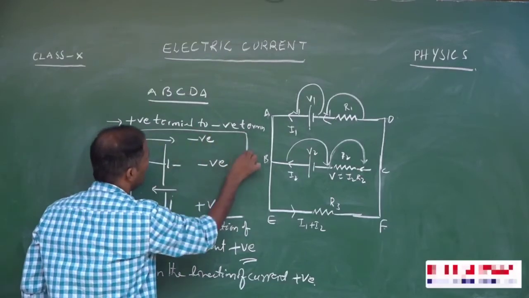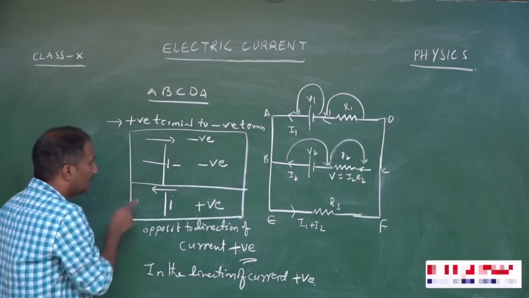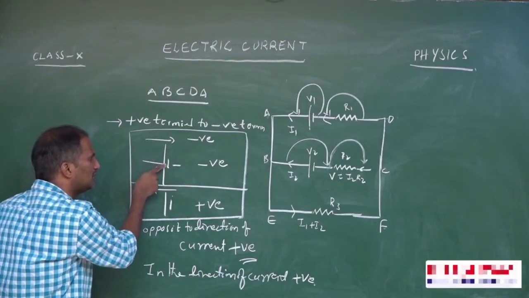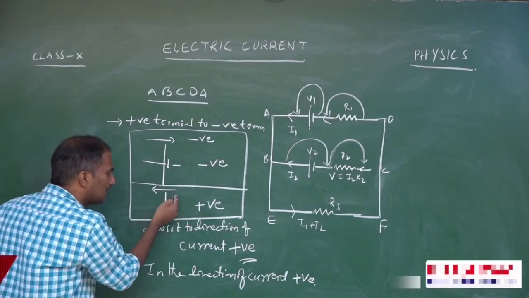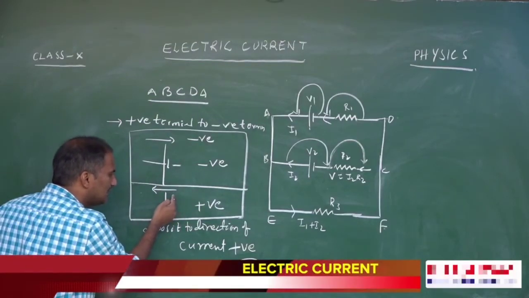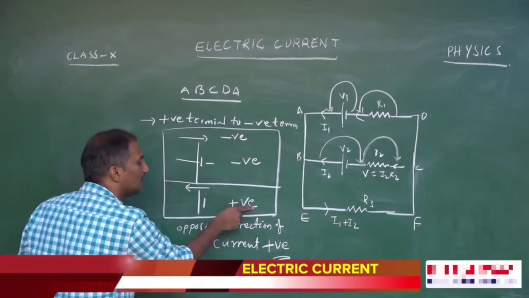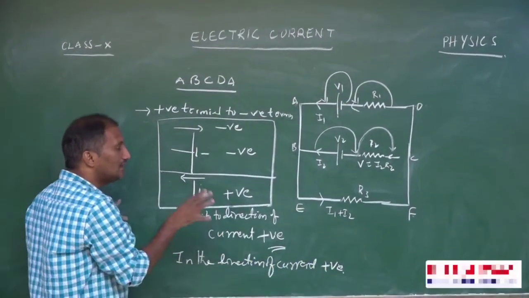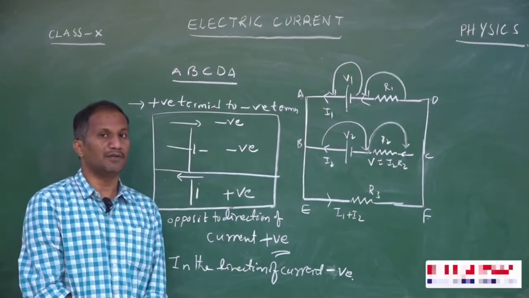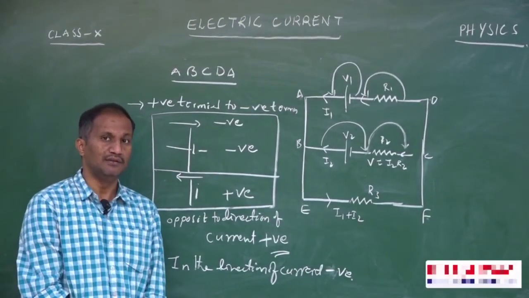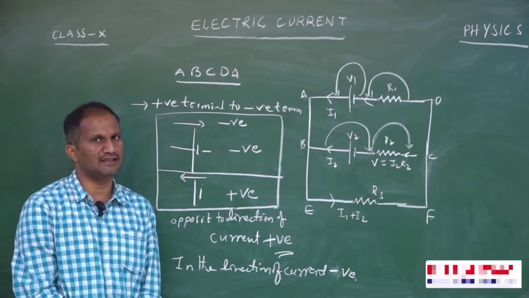Now we can clearly represent this by using a box type. If we are traveling from the positive terminal to the negative terminal, then we can take it as negative. If we are traveling from the negative terminal of the cell to the positive terminal of the cell, we can take it as positive. In case of resistors, if we are traveling in the direction of current, that potential is taken as negative. If you are traveling opposite to the direction of current, that potential is taken as positive.